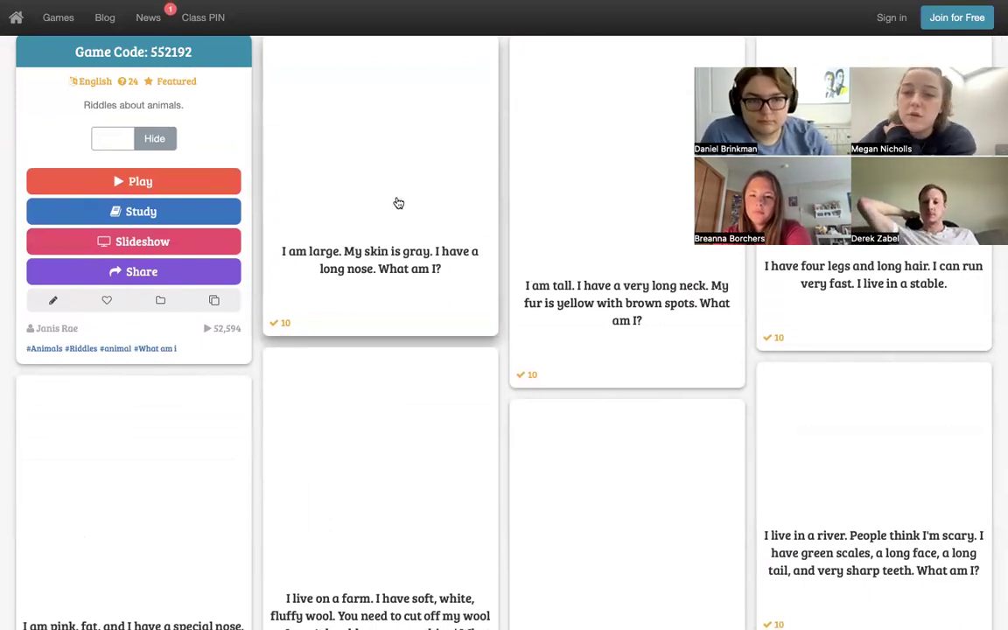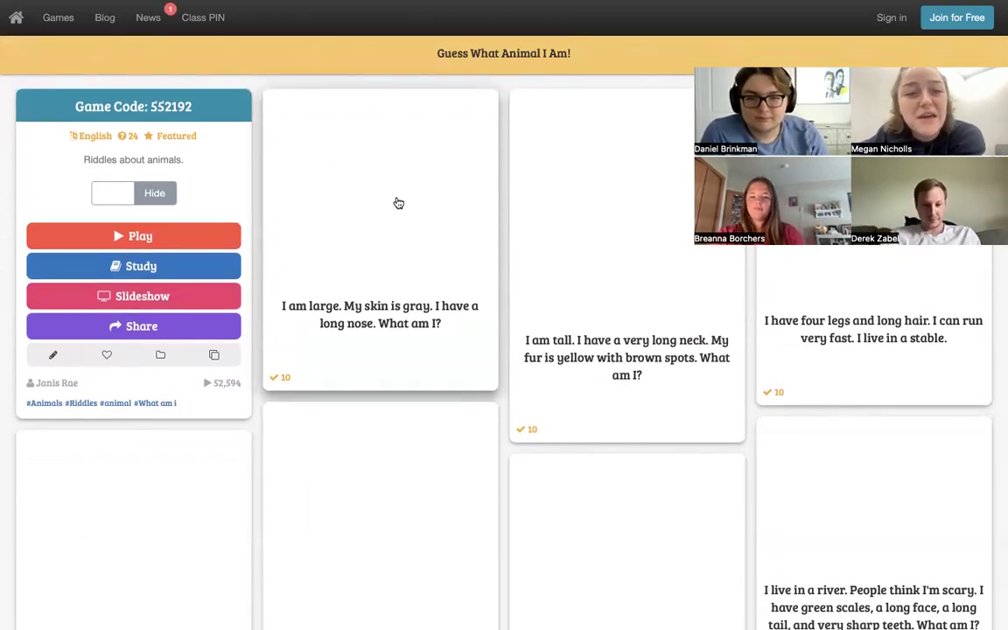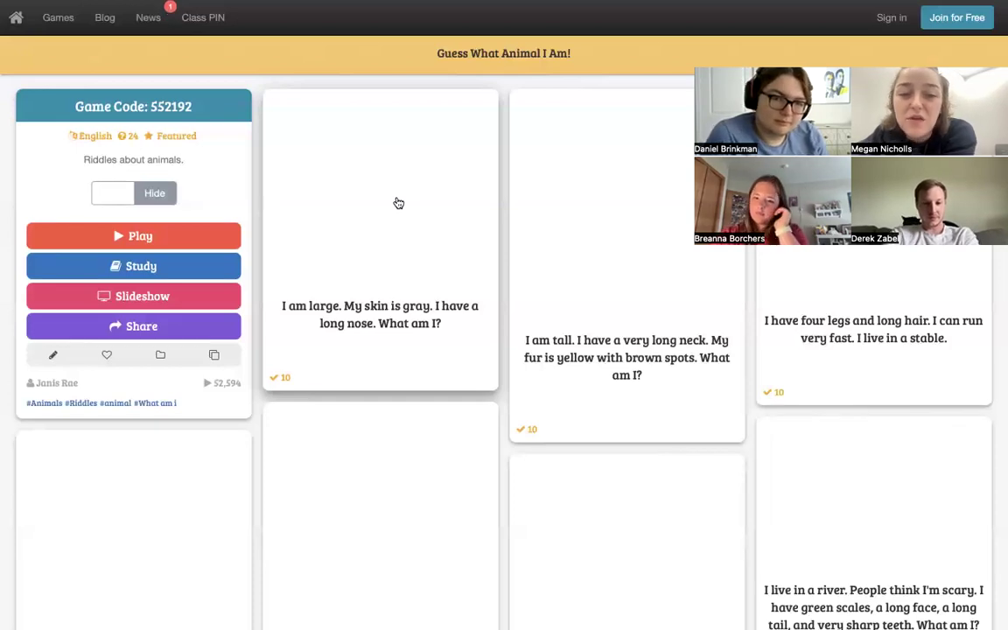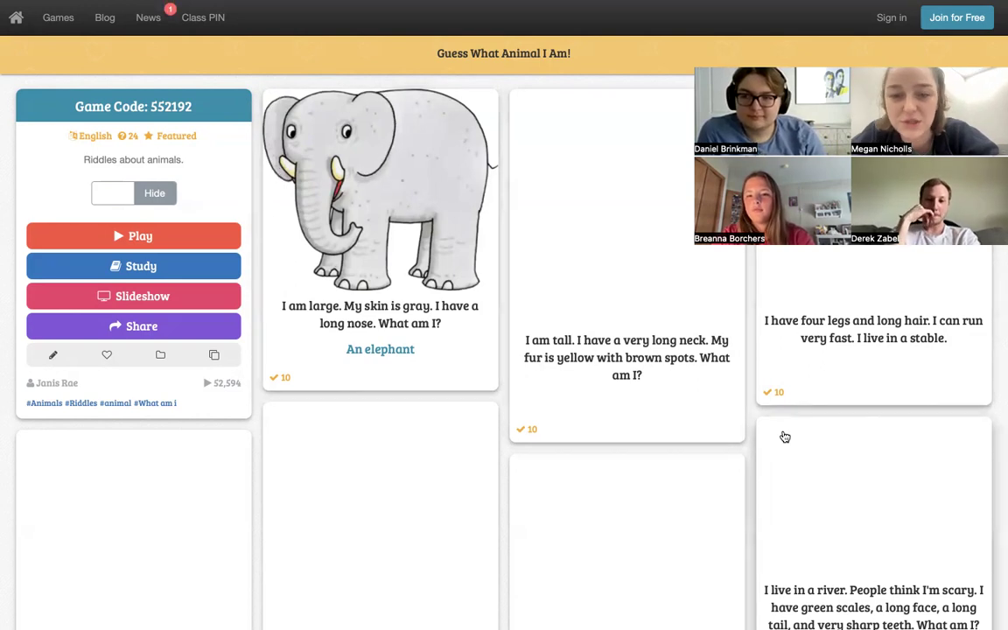Okay, who wants to do the first one? I'll go. Okay, go ahead. I am large, my skin is gray, I have a long nose. What am I? I'm supposed to guess what animal it is. I would guess an elephant. Good job. And then is an elephant a mammal or a non-mammal? It is a mammal. Good job.